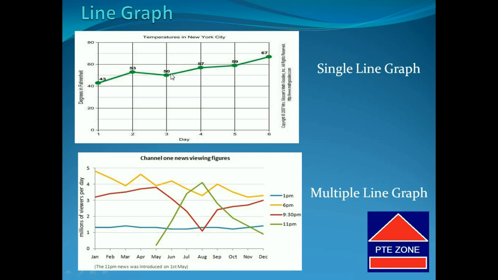Every line graph will have a starting point. For example, in this scenario, the starting point is day 1 and a value above 40. Similarly, in this scenario, the starting point for the first line is January and above 1. For the green line, it's starting from May and above 0. So every line graph will have a starting point. Similarly, it will have an ending value. For example, 6th day and 67th value.